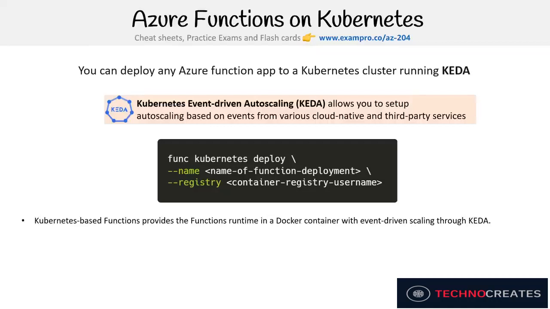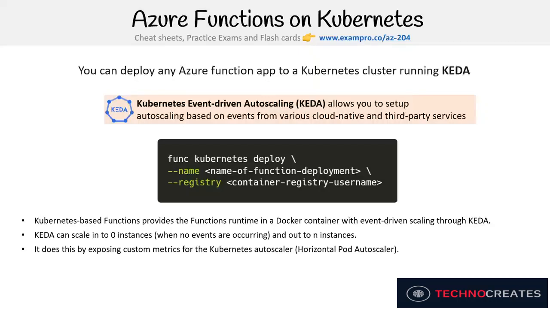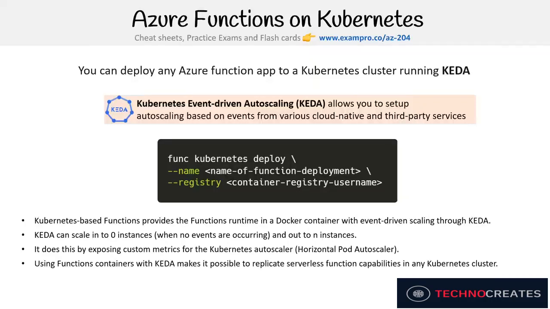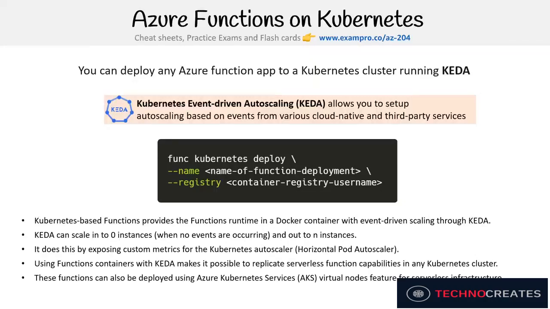So Kubernetes-based functions provide the functions runtime in a Docker container with event-driven scaling through KEDA. KEDA can scale in to 0 instances with no events occurring and out to n instances, so it scales to 0. It does this by exposing custom metrics for the Kubernetes autoscaler, so the horizontal pod autoscaler. Using function containers with KEDA makes it possible to replicate serverless function capabilities in a Kubernetes cluster. These functions can be deployed using AKS virtual node features for serverless infrastructure.